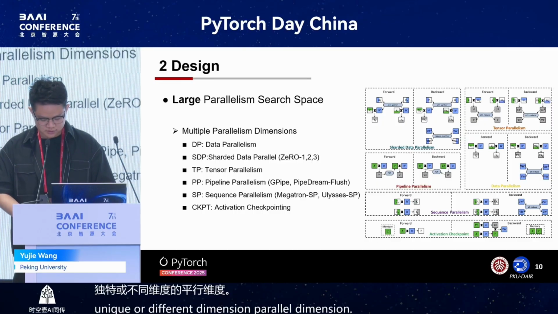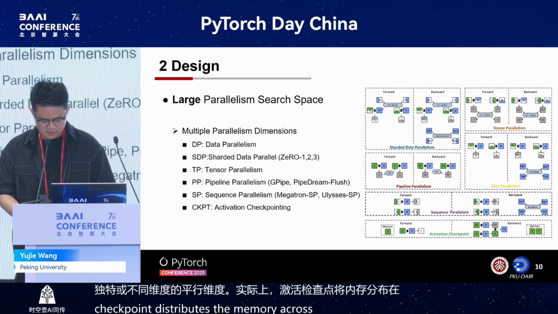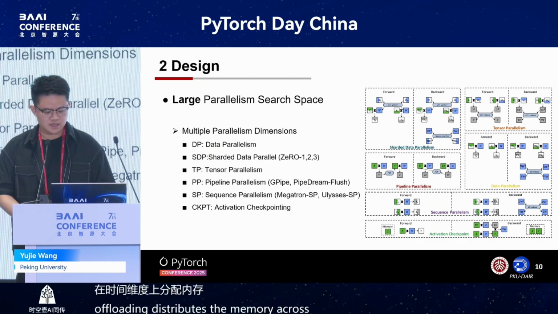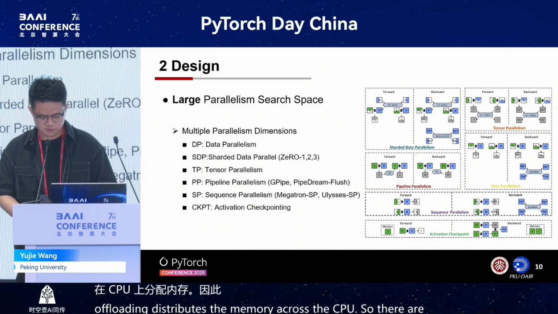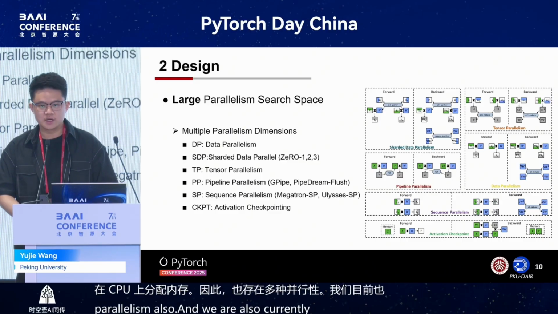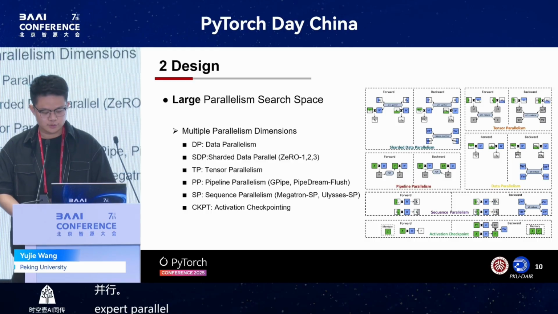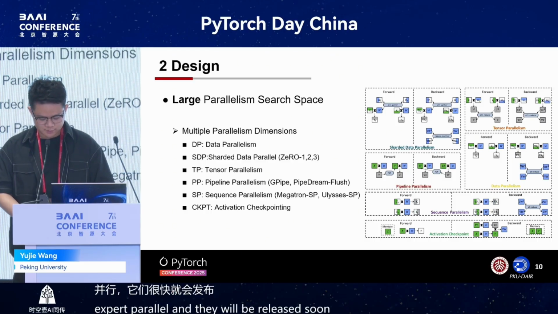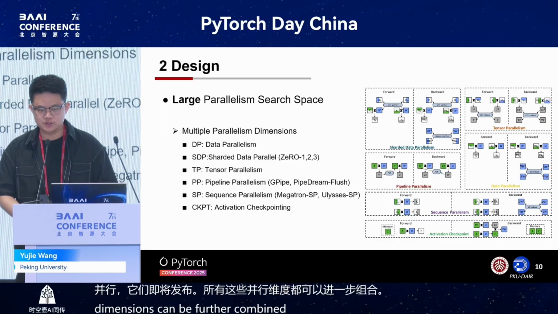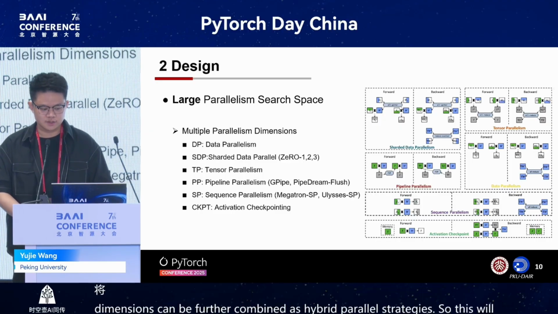Actually, activation checkpointing distributes the memory across the time dimension, and activation offloading distributes the memory across the CPU. So they are kinds of parallelism also. And we are currently working on context parallel and expert parallel, and they will be released soon. All of these parallel dimensions can be further combined as hybrid parallel strategies. So this makes the search space really large.